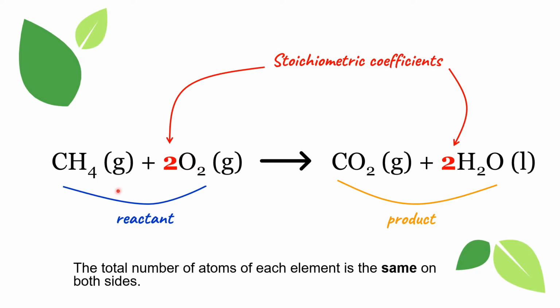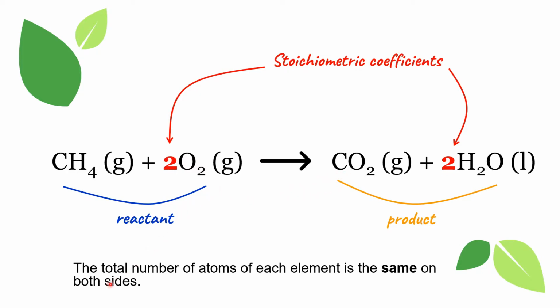In a chemical equation, we have the reactants on the left side of the equation, and the so-called products, which are located on the right side of the equation. This forward arrow shows that reactants will be converted to the products. Reactants are forming the products.